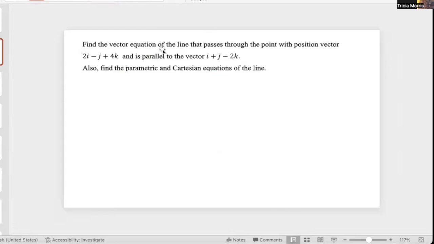The first question, we're going to find the vector equation of the line that passes through the position vector and it's parallel to another vector. When we have the vector equation, we will form the parametric equation and the Cartesian equation.